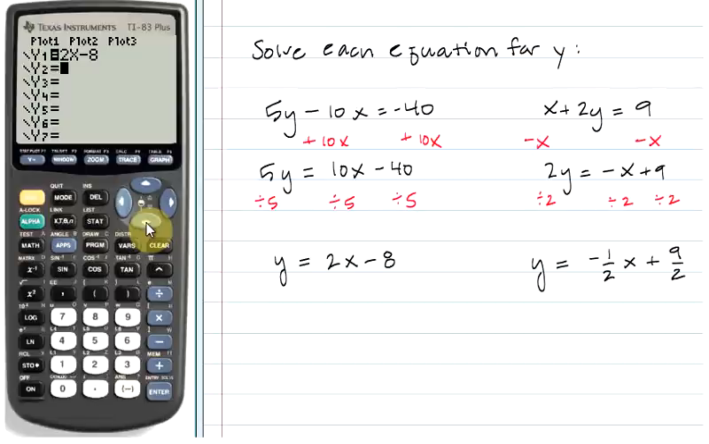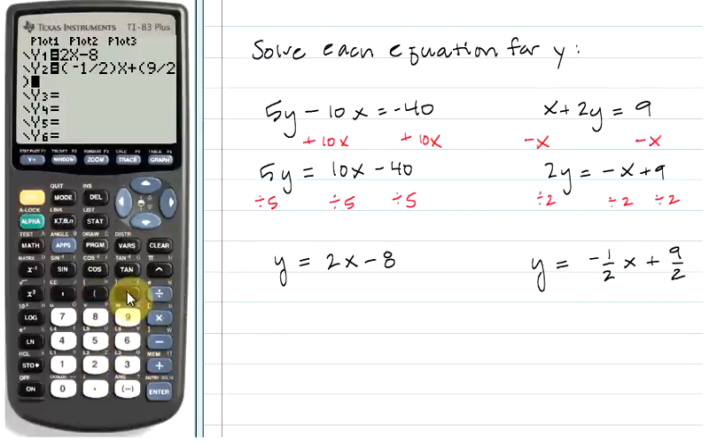Just a general rule of thumb: anytime you want to use fractions on the graphing calculator, whether for graphing or for calculating, I always recommend that you put those fractions in parentheses. So in keeping with that advice, I'll put the negative 1/2 in parentheses, using the division key for the fraction bar, and then type my x, and then the plus sign, and then I'll put that 9/2 in parentheses as well.